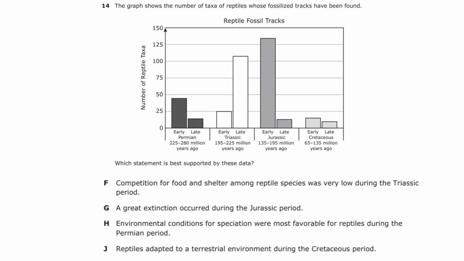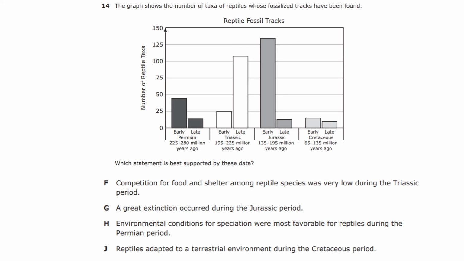The next one says early to late Jurassic. My gosh, it was way up at somewhere around probably 130 tracks, and it dropped all the way down to somewhere around 12, 13 tracks. So there must have been a huge something that happened there to cause all of these things to die off. And then if you look at early to late Cretaceous period, that one shows at the early point there were some, and then it dropped off just a little bit. So it says, competition for food and shelter was very low during the Triassic period.